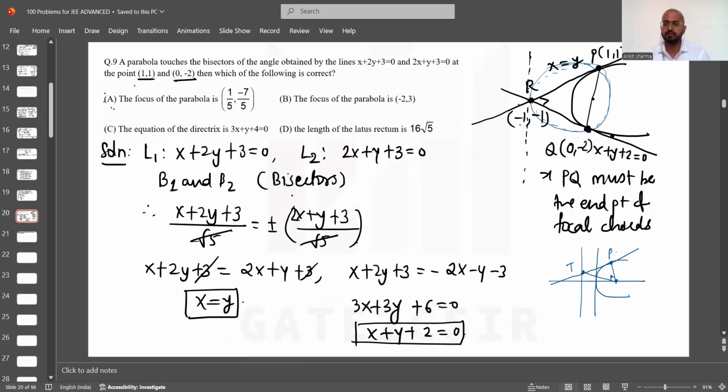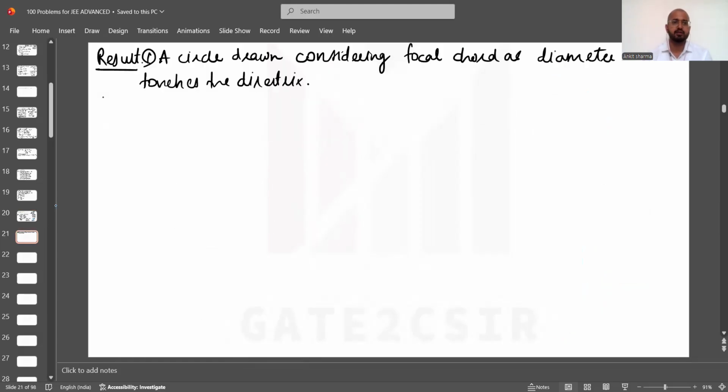So this result also says that the point of contact and the point where it meets the directrix both subtend a right angle at the focus. That means if I see it here, this is also 90 degrees. So this PQ is perpendicular to, say this is S, SR. So PQ is perpendicular to SR. This is my result 2.